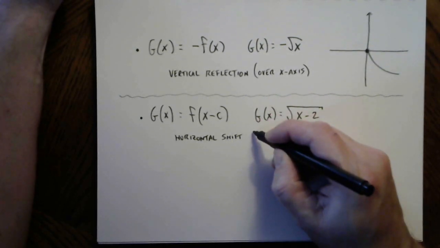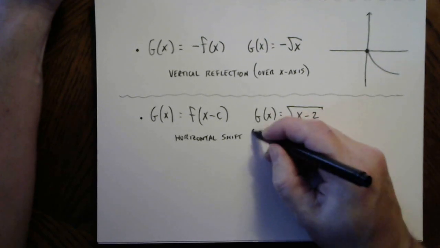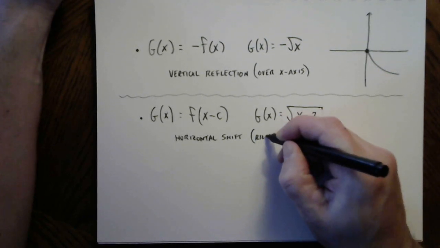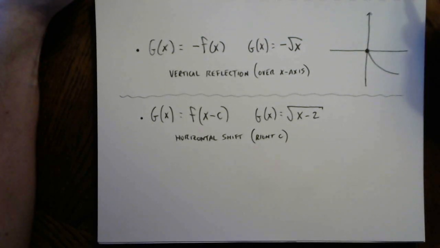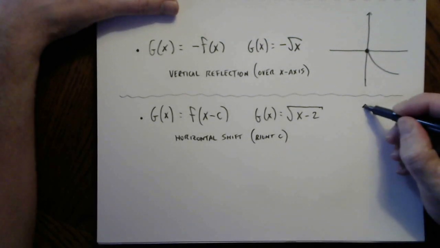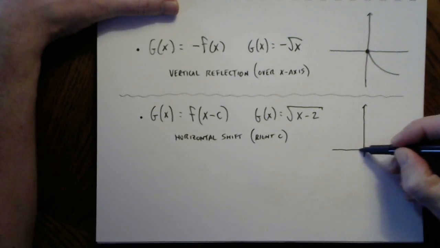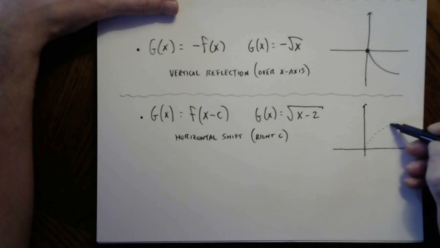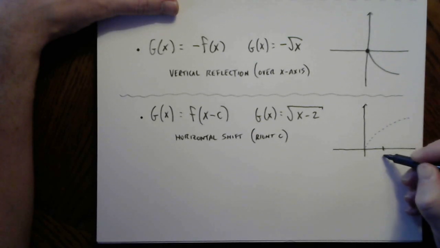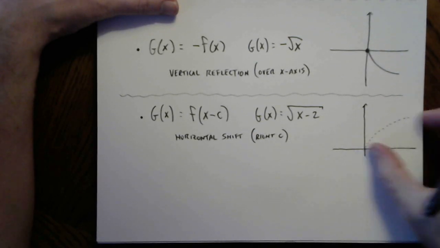And this is c to the right, c units. Now let me graph this and say something that's sometimes a source of confusion. So again, I take the original, which maybe I'll put in dotted, right? And I'm going to move it over 2 units. So it's a translation.